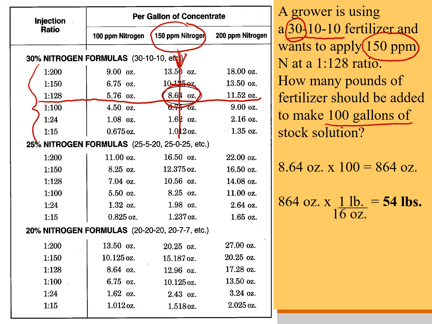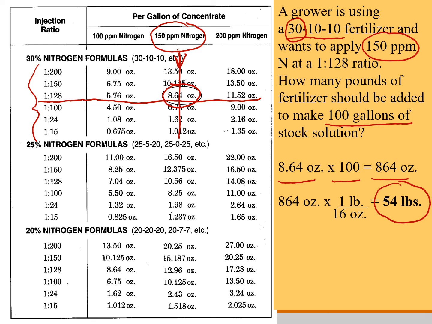So we simply take 8.64 ounces, that's how much we need for each gallon, and then we are going to multiply that by 100. So that would be 864 ounces. That's kind of an awkward number, so I'm going to convert that back into pounds by dividing by 16, and that comes out to be 54 pounds. So the bottom line is, to do what you want to do in this question, you would need to add 54 pounds of this 30-10-10 fertilizer to 100 gallons.